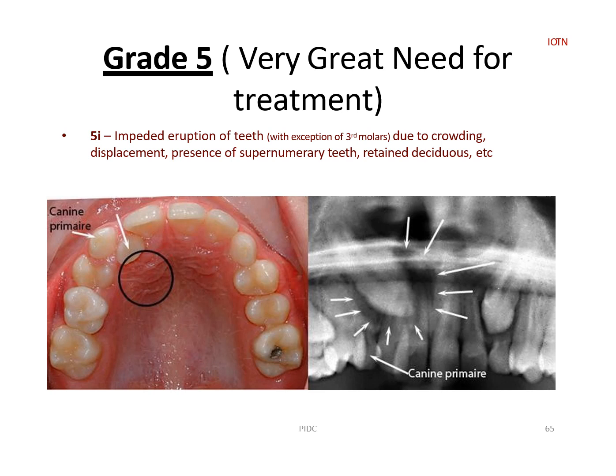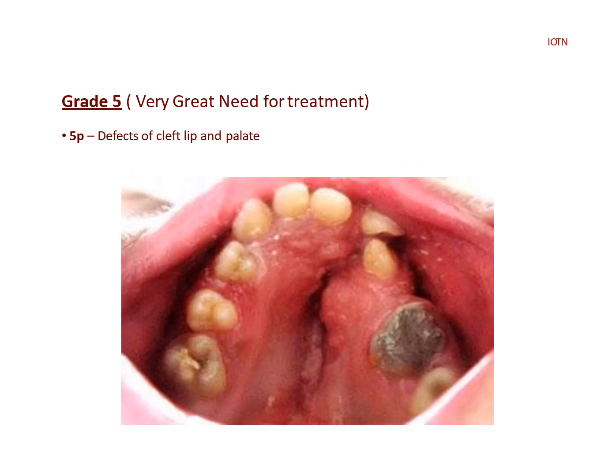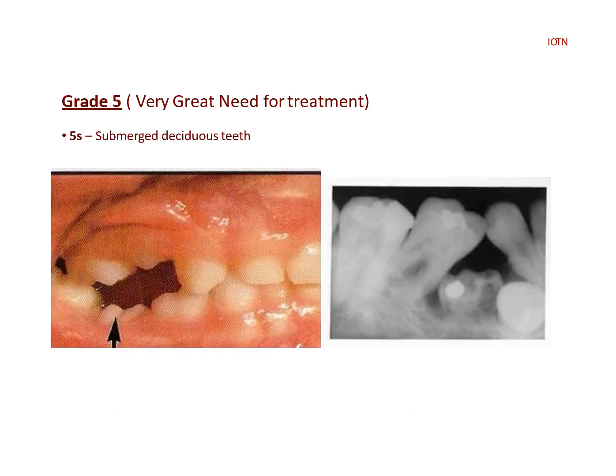5I means impeded eruption of teeth, with the exception of third molars, due to crowding, displacement, presence of extra or supernumerary teeth, retained deciduous teeth, etc. 5M means reverse overjet greater than 3.5 mm with masticatory and speech difficulty. 5P means defects of cleft lip and palate. 5S means submerged deciduous teeth.